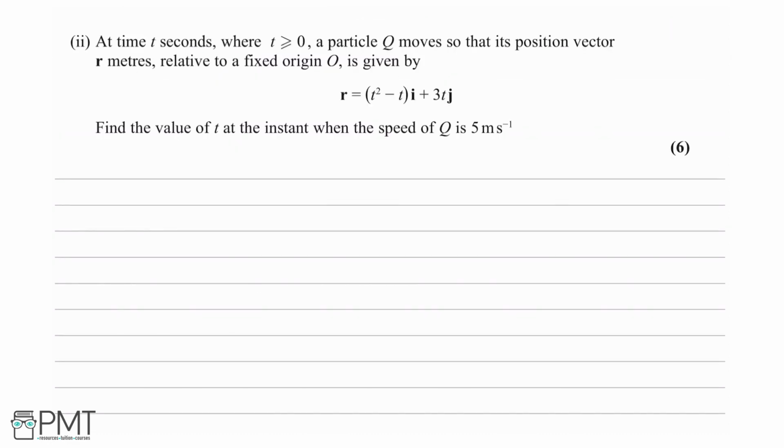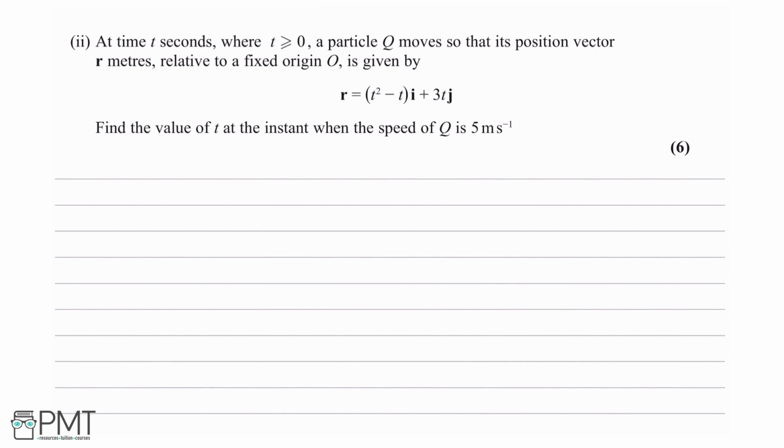Part II says, at time t seconds, where t is greater than or equal to 0, a particle q moves so that its position vector r meters relative to a fixed origin O is given by r equals (t squared minus t)i plus 3tj. Find the value of t at the instant when the speed of q is 5 meters per second.